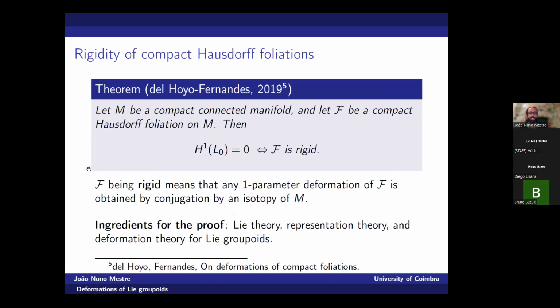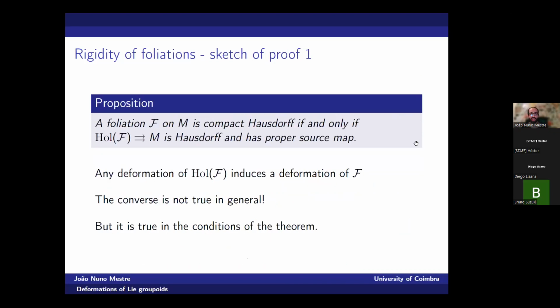I just really want to stress that this is one of my favorite things, when you get a theorem which is about some classical geometric object like compact Hausdorff foliation, and you get to use Lie groupoids to prove nice things about classical geometry. Okay, so there's two possible proofs. I will try to give you a sketch of at least one of them, the one that uses our results.